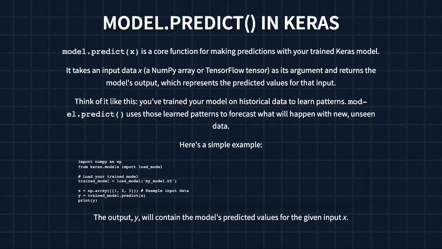Okay, let's talk about model.predict. This is how you actually use your trained Keras model to get predictions on new data. Basically, you feed in some information, usually a NumPy array or a TensorFlow tensor representing the input, and it spits out the model's output, which are its predictions for that specific input. It's like asking your model, what do you think this will be? The example shows how easy it is to load a trained model and then just use predict with some sample data to get those predictions.